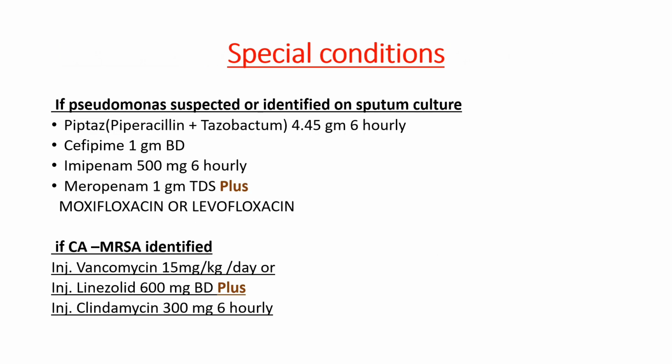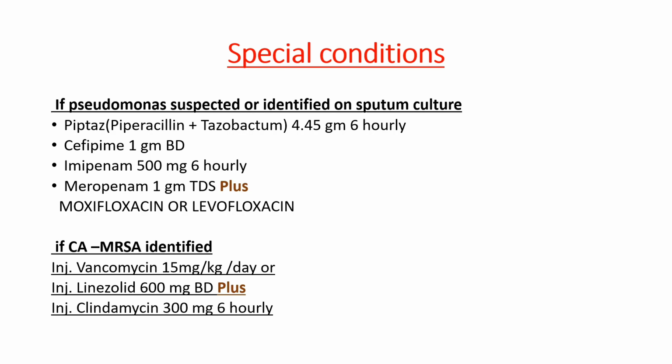Now some special conditions in pneumonia. If we suspect Pseudomonas infection or identify Pseudomonas in the sputum culture report, then we have to give an anti-pseudomonal drug, which includes piptaz, cefepime, imipenem or meropenem. Piptaz means piperacillin plus tazobactam. The dose is 4.5 gram 6 hourly. The cefepime dose is 1 gram BD. Imipenem is 500 mg 6 hourly. Meropenem is 1 gram TDS. Along with this, we have to give the respiratory fluoroquinolones, which is moxifloxacin or levofloxacin.